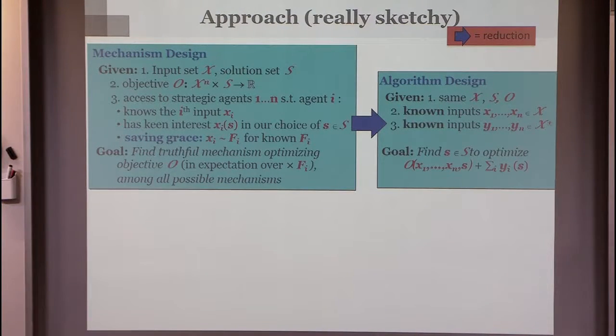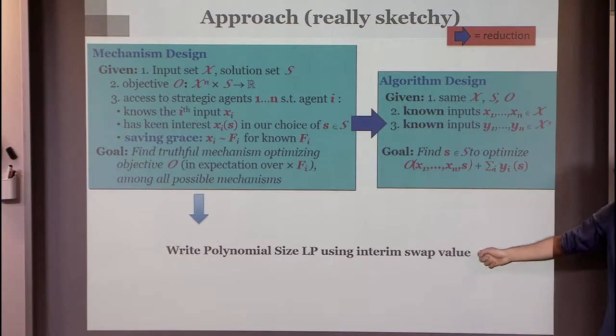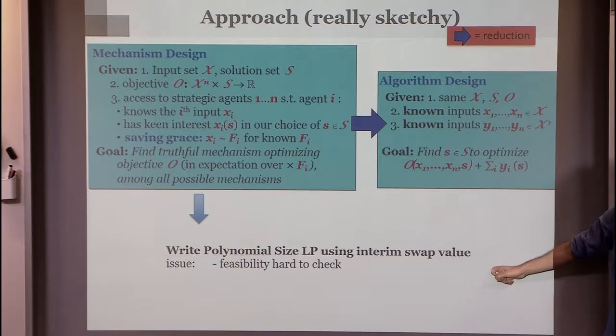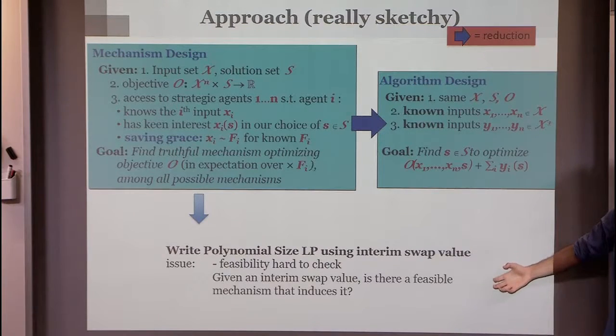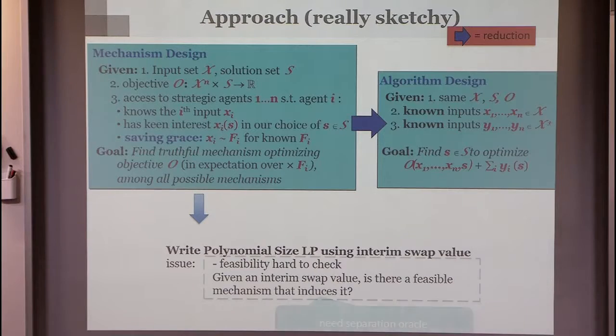So, coming back to this very high-level picture, here's the high-level sketch of the proof. You write a polynomial size LP using these interim swap values. Again, your issue is that feasibility is hard to check. It's hard to understand, given an interim swap value function, whether there is a mechanism that induces that swap function. And what we want to do is develop a separation oracle for this problem, so that we push it into an ellipsoid algorithm to solve our LP.